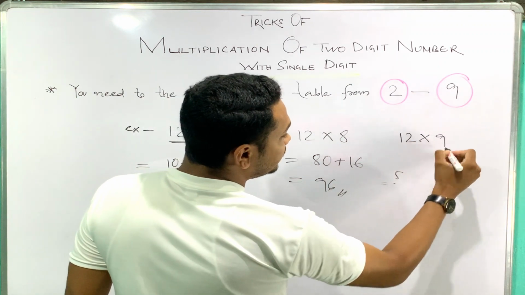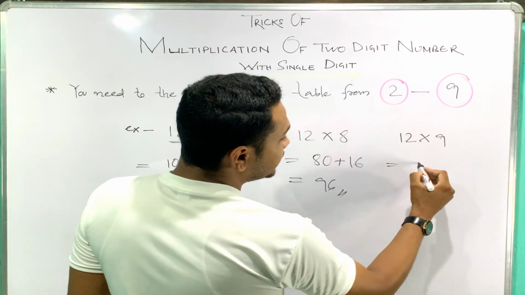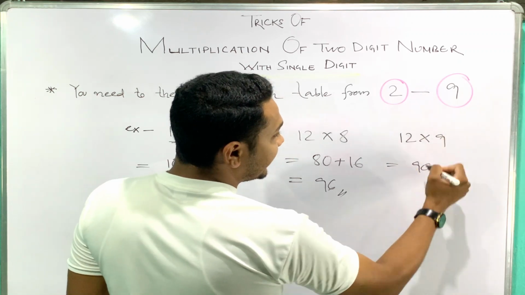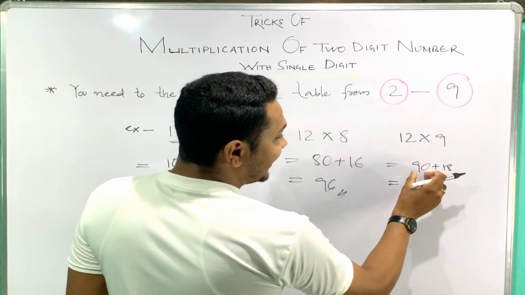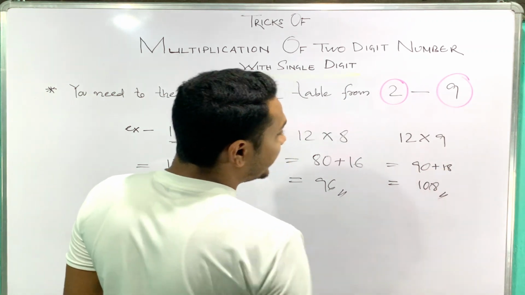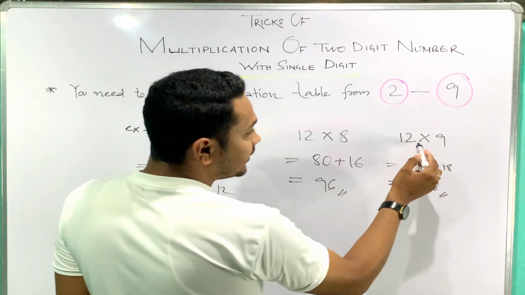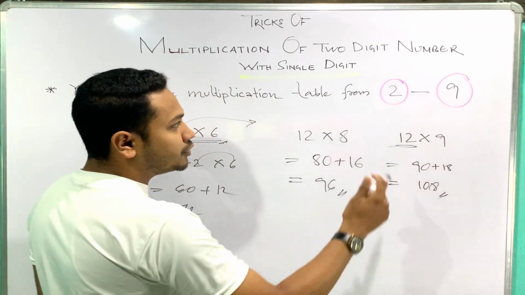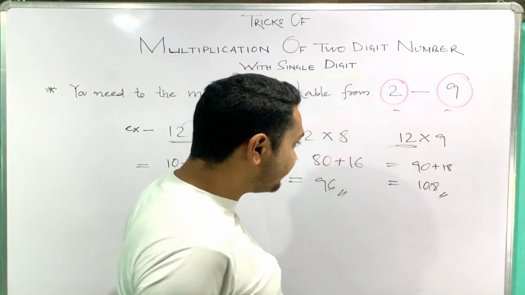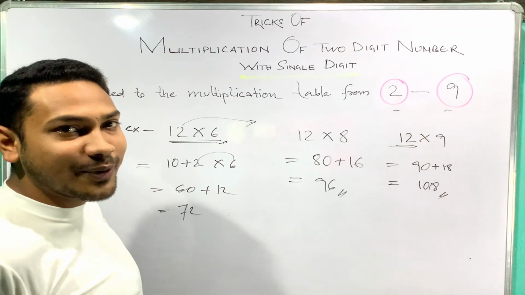Next, look into more examples. See, 12 into 9. How will I find out this answer? Have a look. 9 ones are 90, I will write here, then 9 twos are 18. Have a look, 90 plus 18, 108. See, quite easily I am finding out the answer, the multiplication table of 12. You need not memorize this multiplication table of 12, you just need to know 2 to 9. Okay, so I hope that you have understood the multiplication and how to find the answer quite easily.